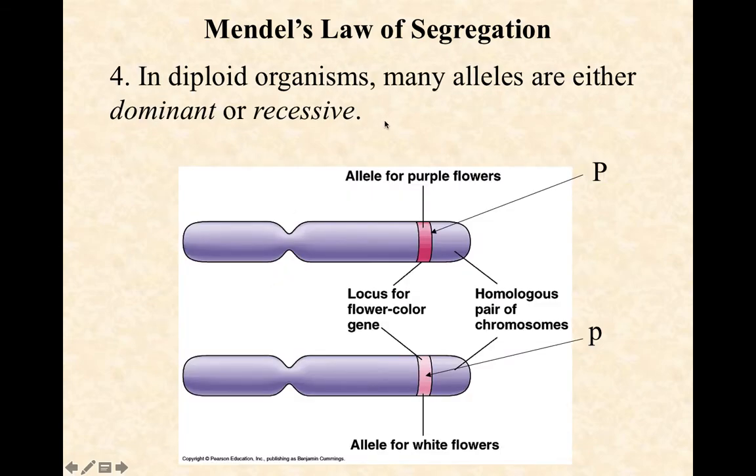And then the fourth principle from Mendel's law of segregation is that in diploid organisms, many alleles are either dominant or recessive. This isn't 100% of the time, but it's common enough that it's worth learning, and you'll learn other patterns of inheritance as you move forward in genetics. And so the difference between these two alleles coding for the character of flower color, like I said before, may be as little as one base pair difference, but that one base pair difference may be all it takes to make one dominant and lead to one phenotype and the other recessive, and potentially lead to the other phenotype in the homozygous recessive condition.